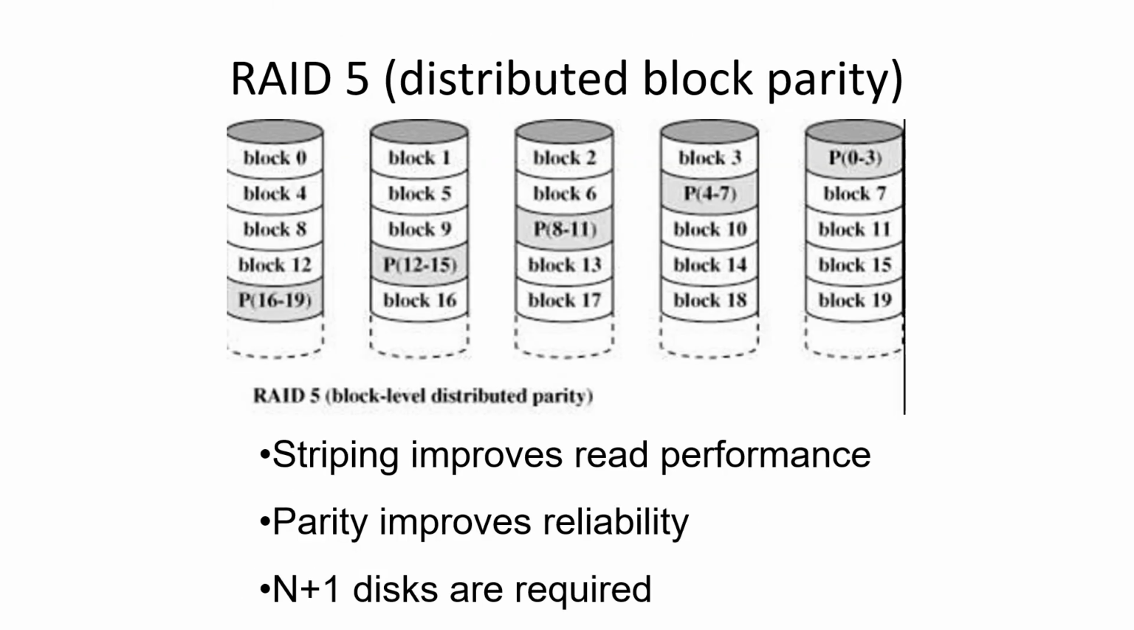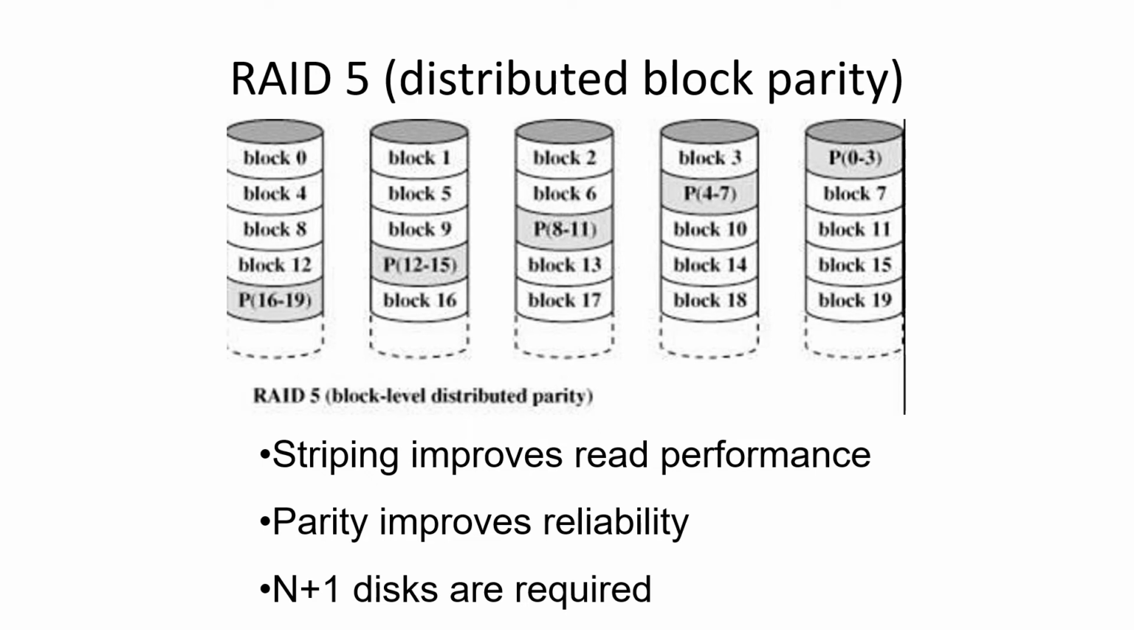RAID 5 is the same concept, but they've moved the parity blocks across the multiple drives. It turns out with RAID 4, by putting all the parity blocks on one drive, that individual disk drive got heavily used and tended to become overloaded. So RAID 5 solved that problem by distributing the parity blocks across all the disk drives. It's the same idea. The data blocks are all exclusive ORed and then saved as a parity block. But a parity block is located on different physical disks in order to keep one disk from getting overloaded.